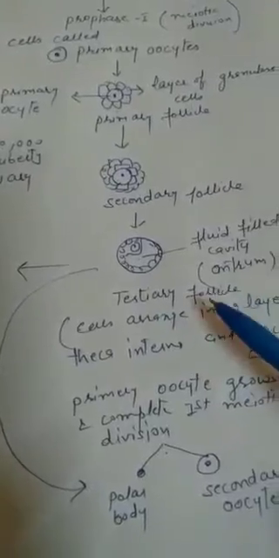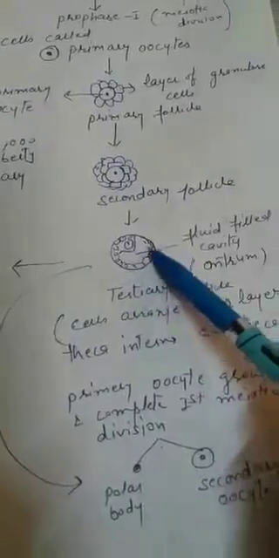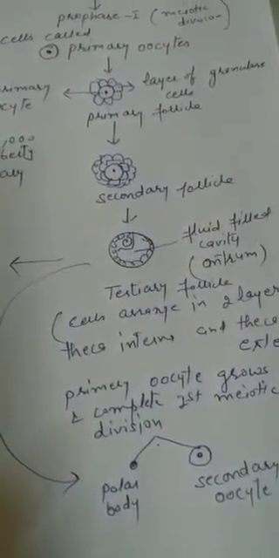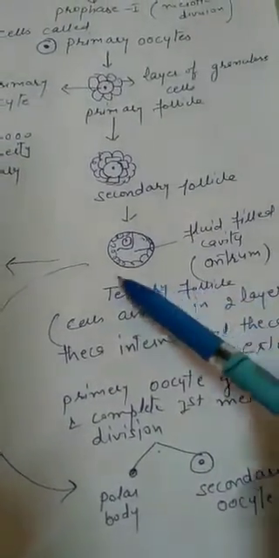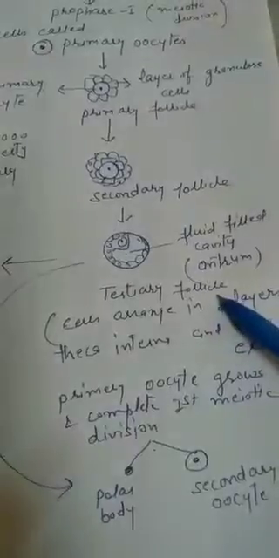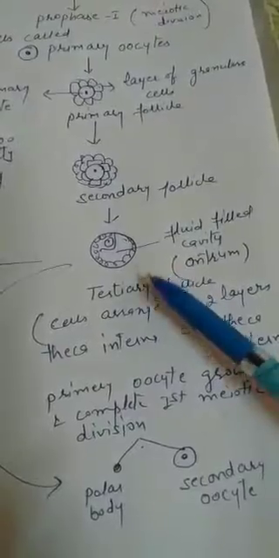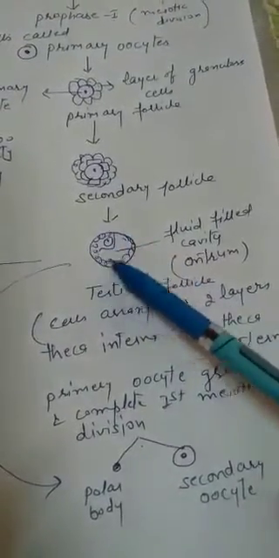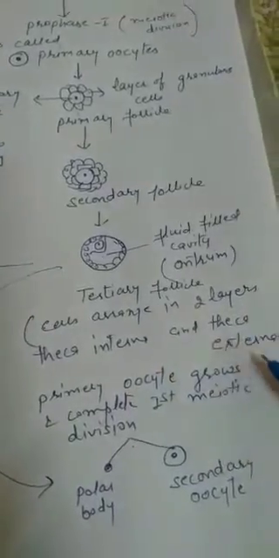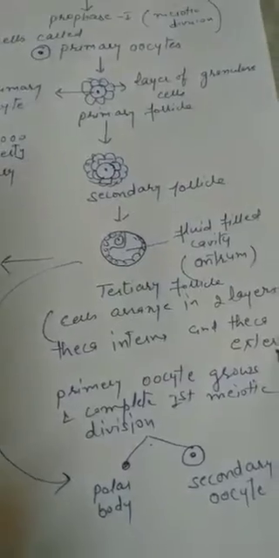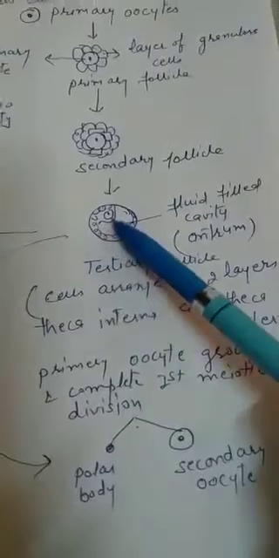Afterwards the cells will arrange and one fluid filled cavity is formed. This fluid filled cavity is called antrum, and now this follicle is called tertiary follicle. When it starts growing, the cells which are formed around it will arrange in two layers, called theca interna and theca externa. The outer layer is called theca externa and the inner layer is called theca interna. Here the primary oocyte is lying.